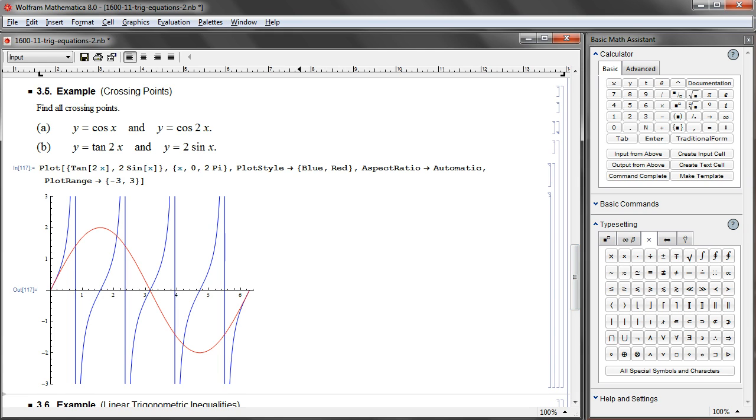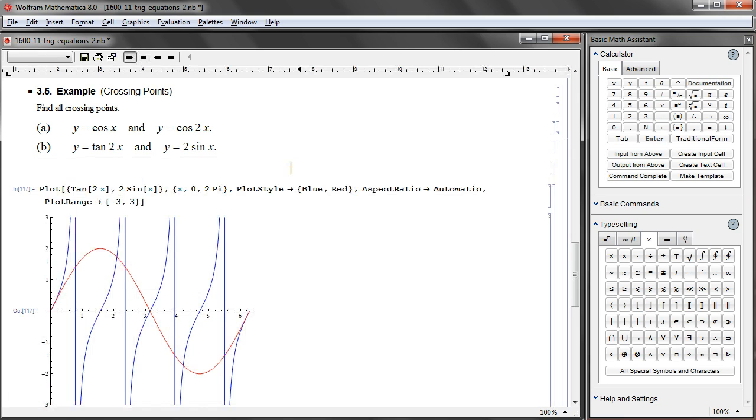And let me see how you solve that. Tangent of 2x is equal to 2 sine of x. And you'll have to use the double angle identity for tangent and then some simplification. Okay, the rest is left to the students.